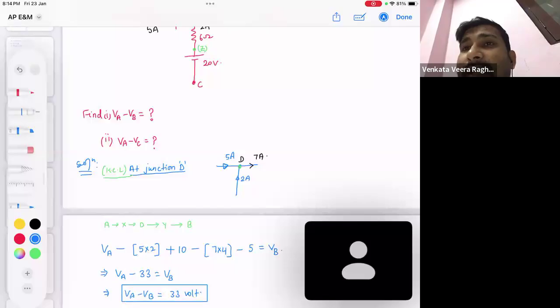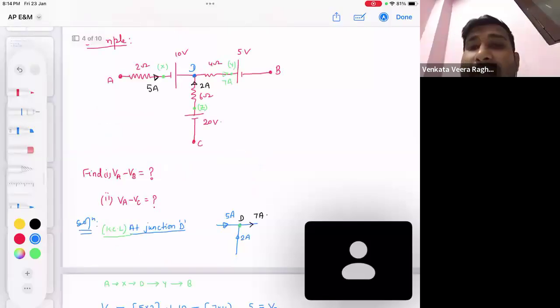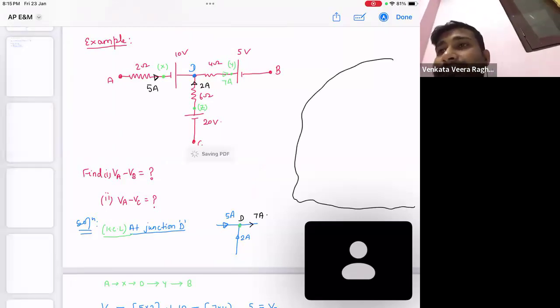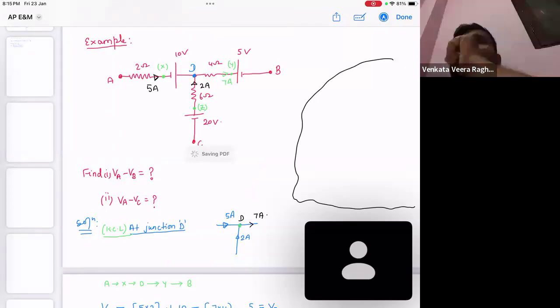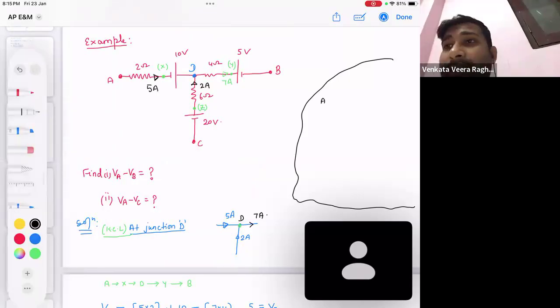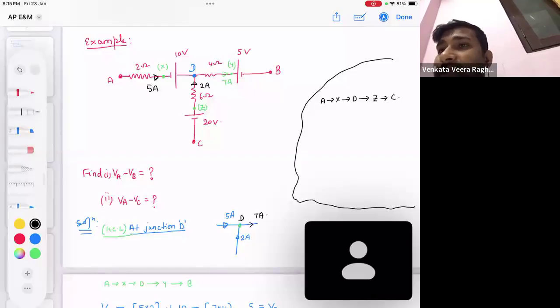Let's do the same thing for A and C. Let's start from point A. How do I reach A to C? I am solving it right in front of that so that it will be easier for you to see both the diagrams. Let's say I want to reach the point C. How will I go? I will go A to X, then X to D, then D to Z, then Z to C. I will reach the point C.